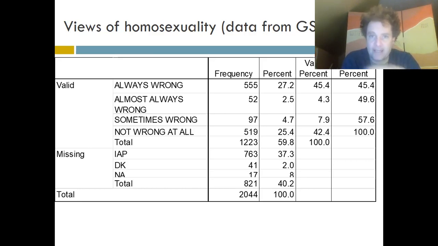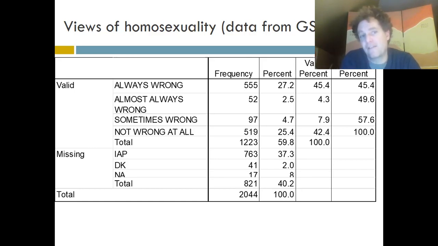And so this is giving us a snapshot of America in 2010, right? Remember, we don't care about the sample, we care about the population. And so this survey is telling us that in 2010, about 45% of Americans thought it was always wrong, while 42% of Americans said it was not wrong at all. And so we really see that it's a split. We see that Americans are divided on this question, even as early as about 10 years ago.